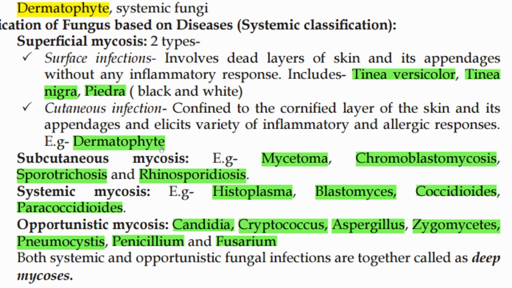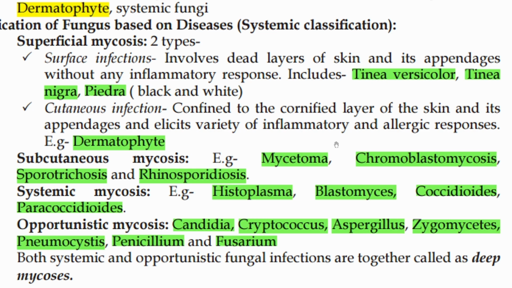Then we have rhinosporidiosis. Rhino means nose, sporo means spore. Osis means condition or a disease. So this is essentially a nose spore disease. That means there is a polypoid growth in the nasal mucosa, and sometimes also in other areas like the conjunctiva. Okay, so they are spore forming organisms. Rhinosporidiosis is essentially in the nose.